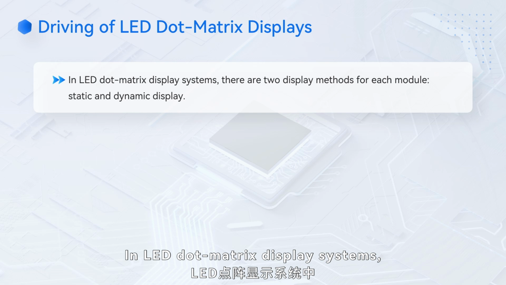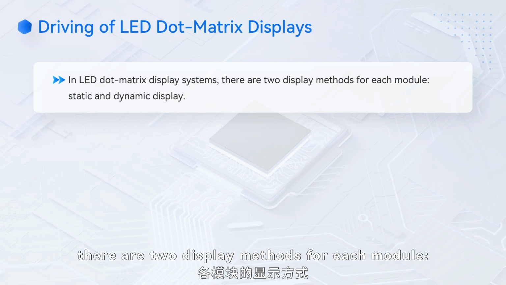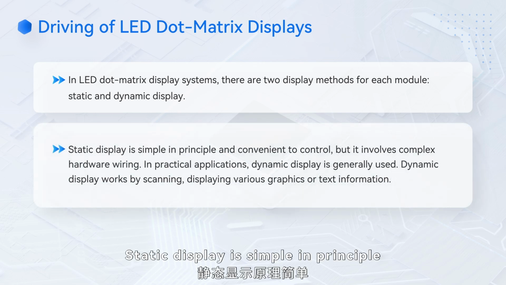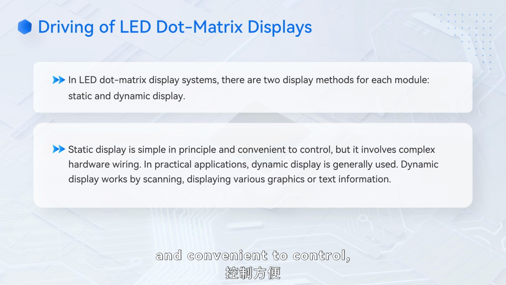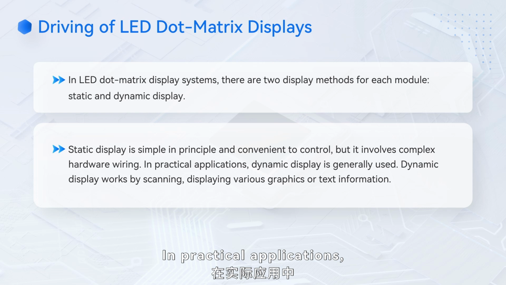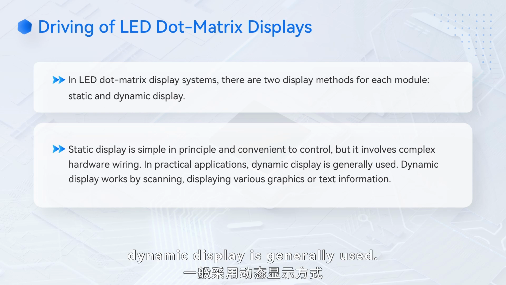In LED dot matrix display systems, there are 2 display methods for each module: static and dynamic display. Static display is simple in principle and convenient to control, but it involves complex hardware wiring. In practical applications, dynamic display is generally used.